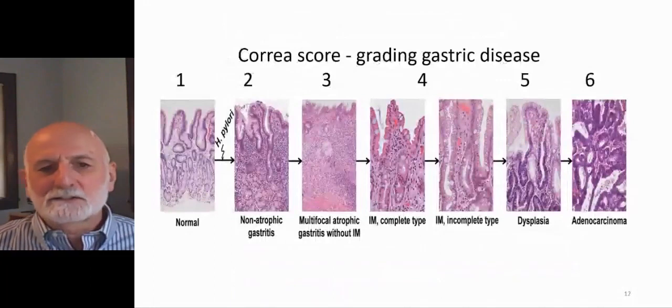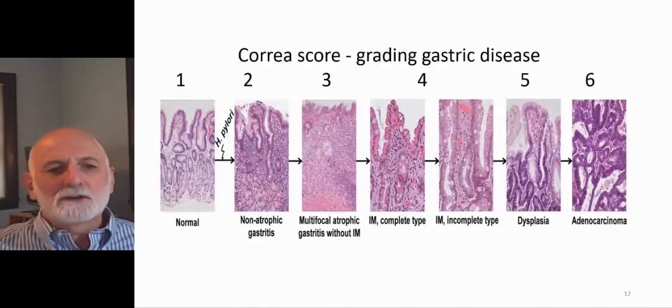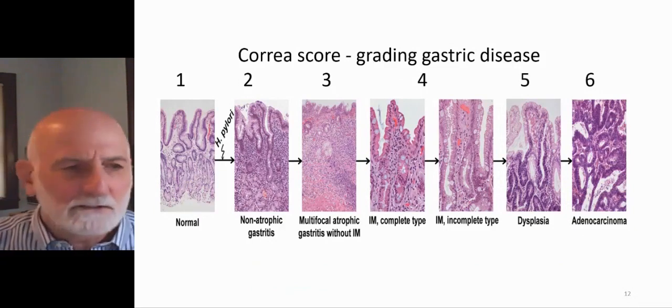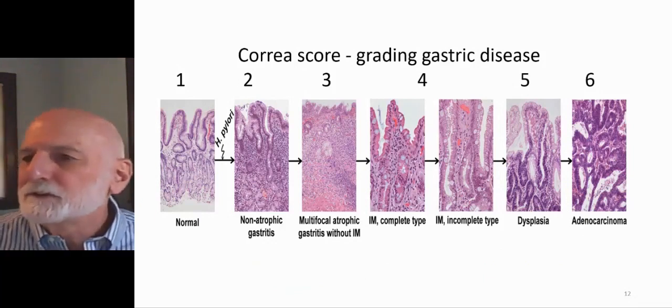And if you look at the histology slides, number 1 is the normal, and you can go out to the adenocarcinoma, which is 6. And these are scored by pathologists, and we use this information for our analysis. So basically, we are looking at patients who present with at least non-atrophic gastritis because they've actually been biopsied, and you don't biopsy healthy people for this.